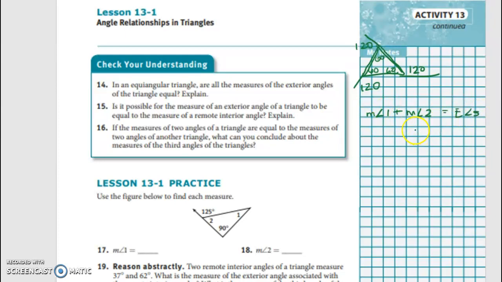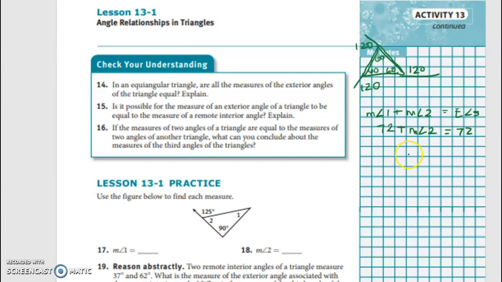So, by definition, an exterior angle measure is equal to the sum of the measures of its remote interior angles. If an exterior angle measure were equal to one of its remote interior measures, then the measure of the other remote one would have to be 0. So if this was 72, plus another measure has to equal 72, this would be 0, and then it's no longer a triangle, and it's not possible.